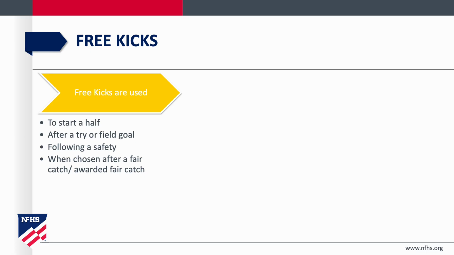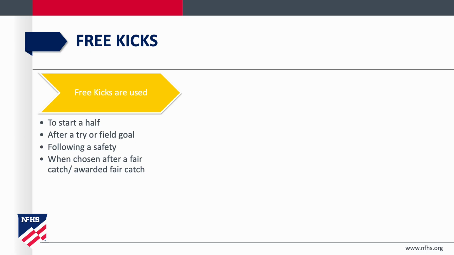A kick is defined as the intentional striking of the ball with the knee, lower leg, or foot. There are two different types of legal kicks, the free kick and the scrimmage kick. We will focus on free kicks in this video and discuss scrimmage kicks later. Free kicks are used to start a half, after a try or field goal, these are commonly known as kickoffs, following a safety, or when chosen after a fair catch or awarded fair catch.